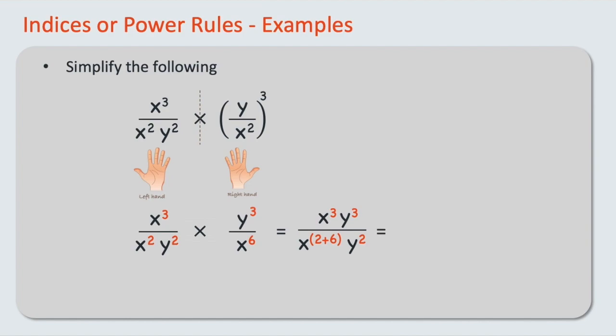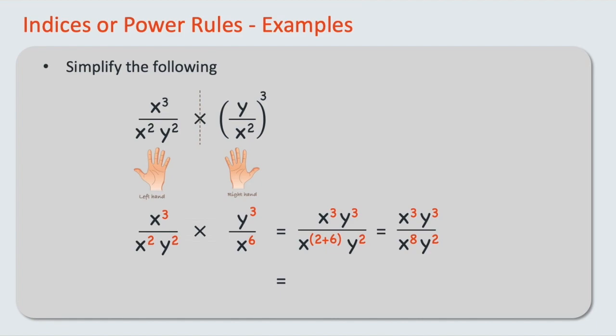Keeping the top section of the expression the same, x cubed multiplied by y cubed, divided by, now x to the power of 8 multiplied by y squared. The next step is to address the divide operation.